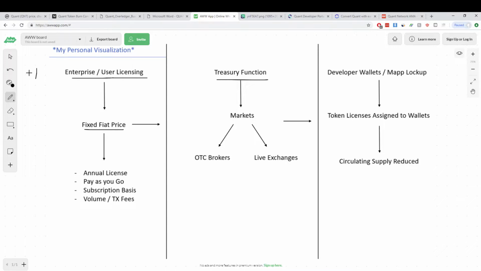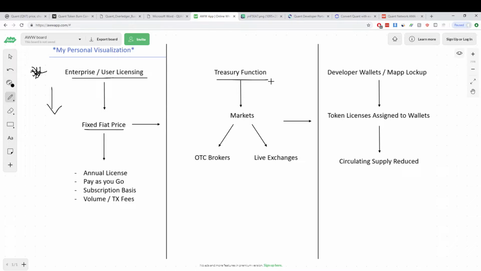So you're starting up here, you're an enterprise, you sign up, you've probably got an app or something, you've got $10,000, you buy your license, right? Here, you buy your fixed fiat license as determined by the team, depending on employees, usage, etc. And that's determined to be $10,000 a year, right? So you spend $10,000. What happens now? Well, as we determined, it's an annual license. So this $10,000 in fiat goes to the treasury function, right?